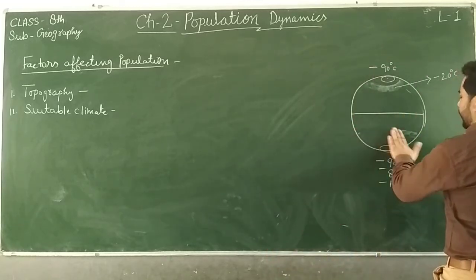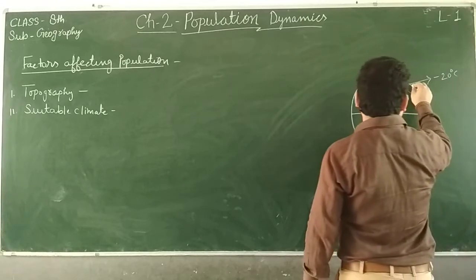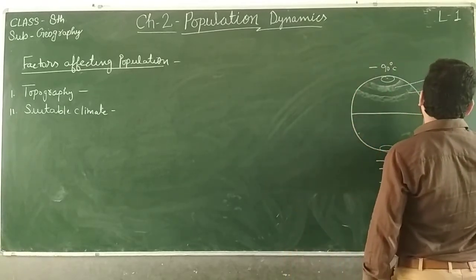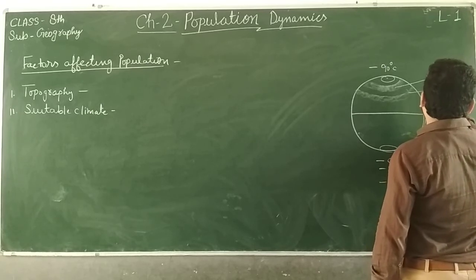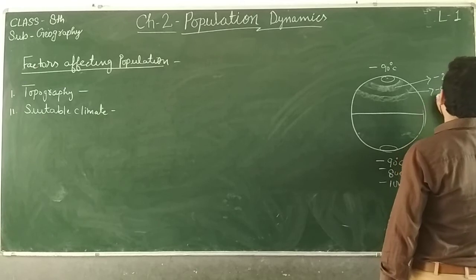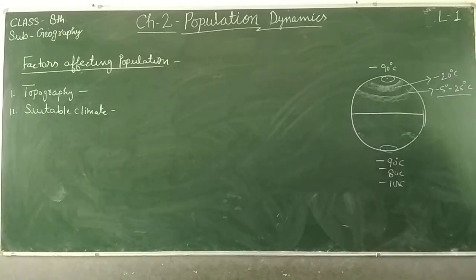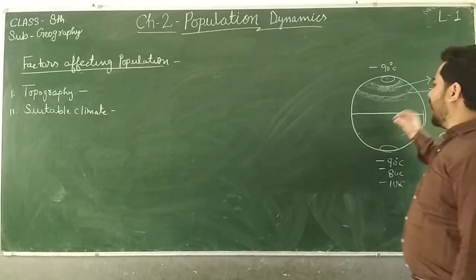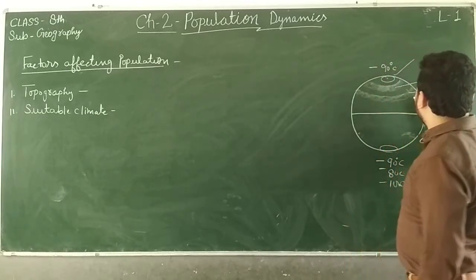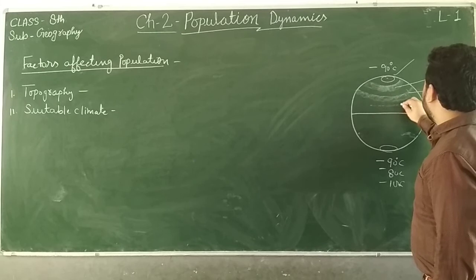Here no land is there. Okay, so leave it. And if I ask you to live here in these countries, then here temperature may be from minus 5 degree to 25 degree Celsius. Clear? So because of this temperature and climate, you will not prefer to live here. You will prefer to live here, here, and here at these places.